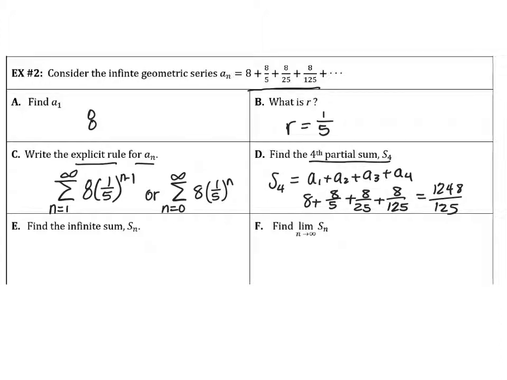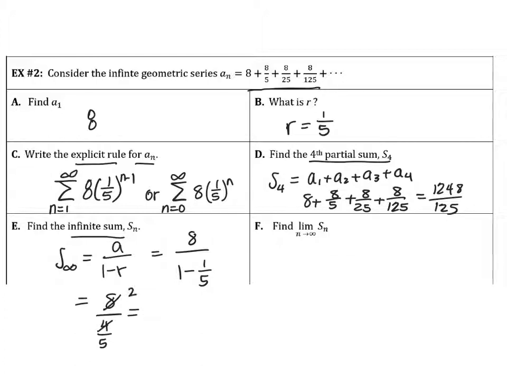Okay, for the next problem, we're going to find our infinite sum, and again, that formula is going to be a over 1 minus r, and so we have enough information here to find that. So a is our first term over 1 minus our ratio. And so that's going to give us 8 over 4/5. And so we're going to cancel that. And so this is going to give us 10 for our sum.